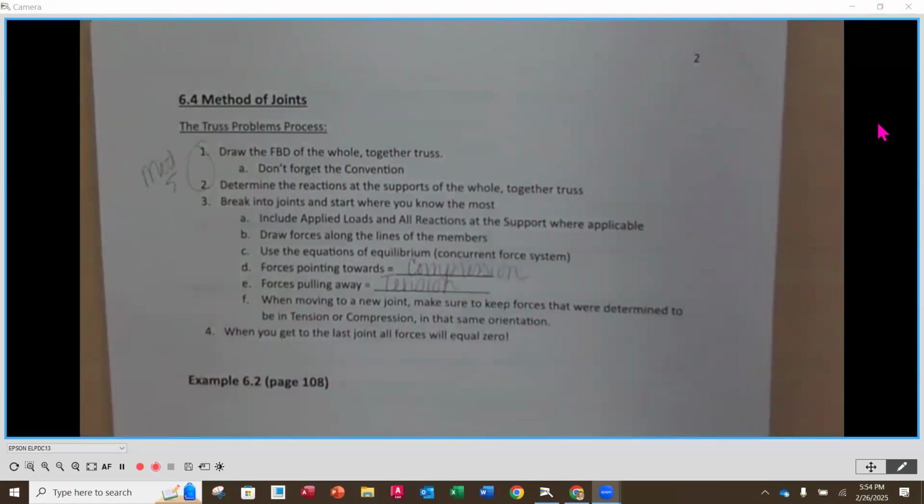Now, why would I want to know that? Any idea? Why would I want to know if it's in tension or compression? You can put it in the chat box or say it verbally. Any ideas? What's the next class that you're going to take after this one? Do you know what this is a prereq for?